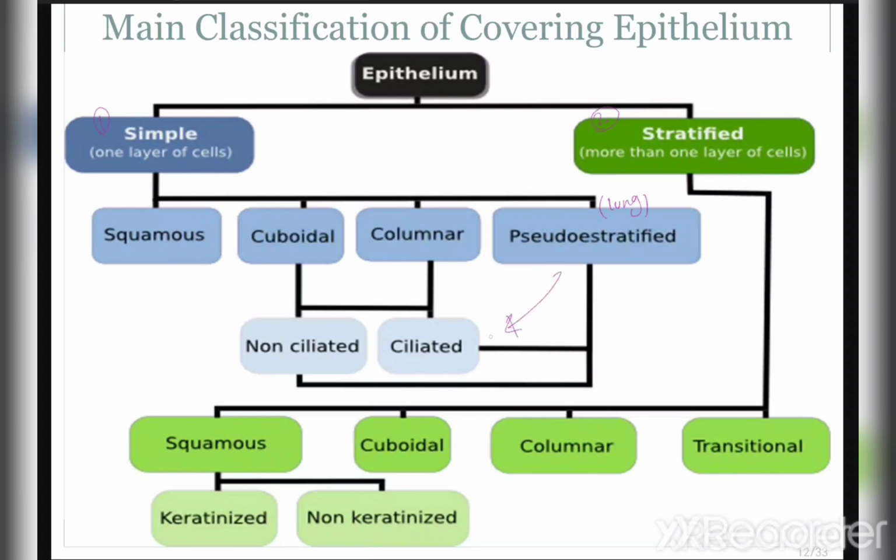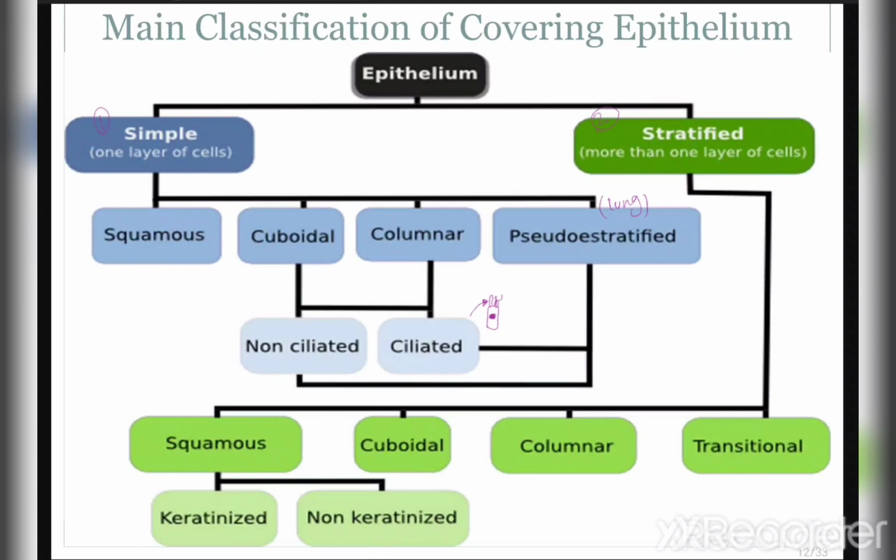Ciliation is a certain microscopical feature of these epithelial cells. It is an accommodation of the cell, a feature of the epithelial cell to do certain functions in certain organs. So in certain organs, for example, we have simple columnar ciliated. In other organs, we have simple columnar but non-ciliated according to the function of that organ.